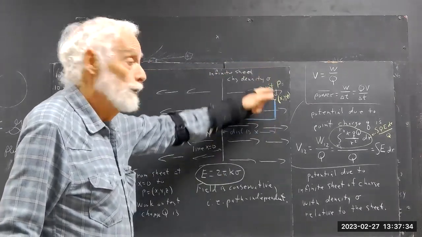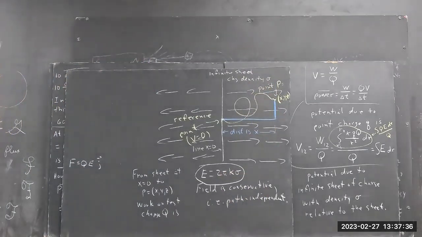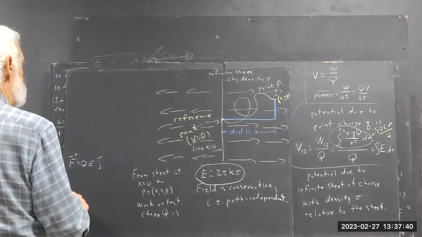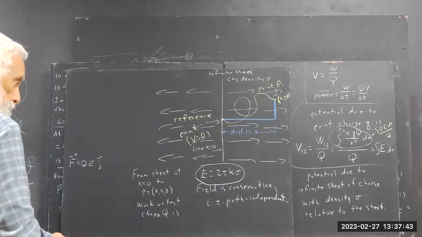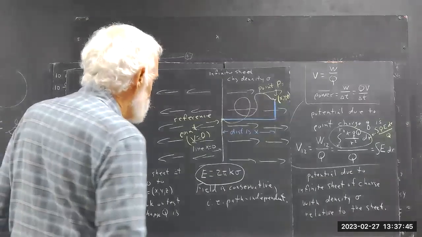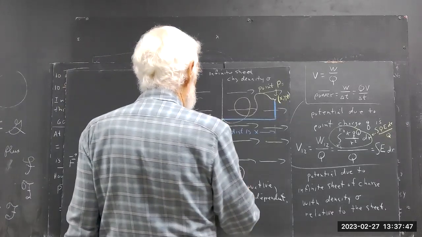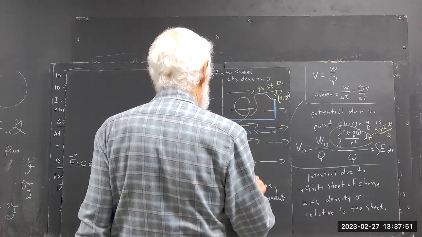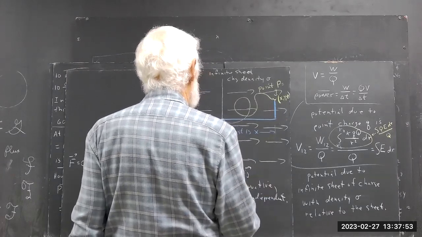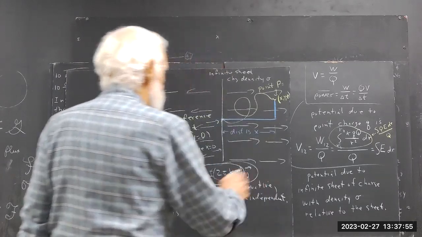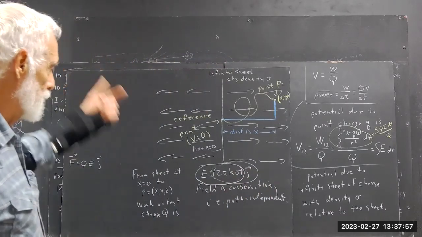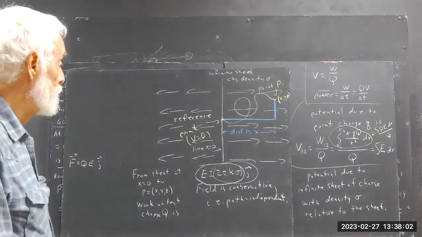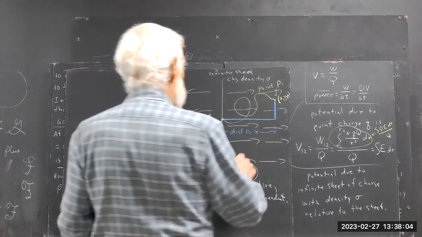Here, we have to do this part too, because that's going to be the reason. Okay, force is QE, where E is 2 pi k sigma. Let's go ahead and say that.